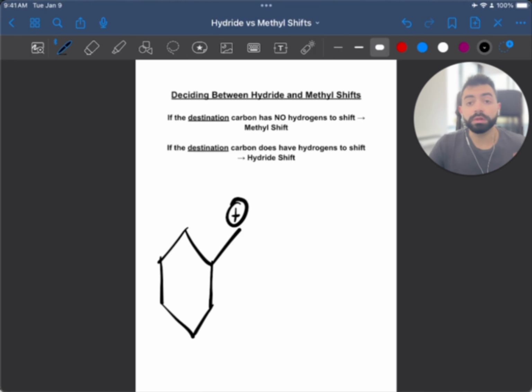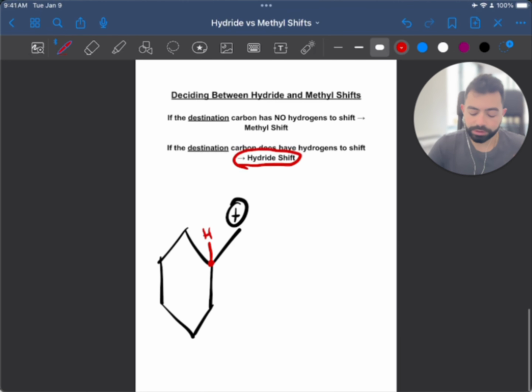So for example, let's say that we have this carbocation with a primary carbon right here. So this is a primary carbocation, but this positive charge would be a lot happier on this carbon because then it would become a tertiary carbocation. So in this case, this is the destination carbon and this is the original carbon. And here we can see that the destination carbon has a hydrogen. So according to our rule, we are going to do a hydride shift.